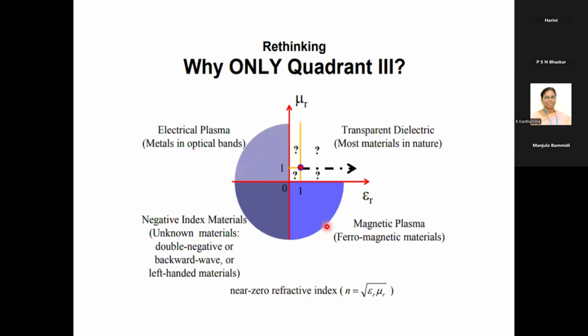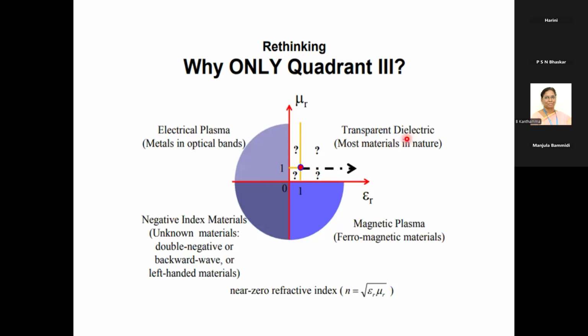Now, which quadrant do you want to go to? Whether the first quadrant, second quadrant, third quadrant, or fourth quadrant. As we mentioned, in the second and fourth quadrants there is no wave propagation. Only the promising ones are the first and the third quadrant. In the first, you have epsilon positive and mu positive. In the third, you have epsilon negative and mu negative. These are entirely backward wave propagation or negative refractive index regions.